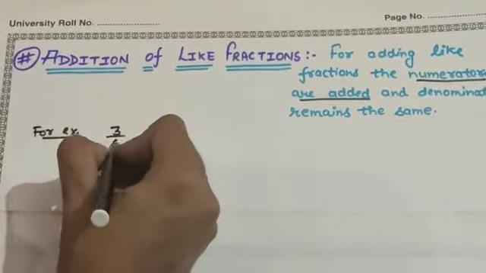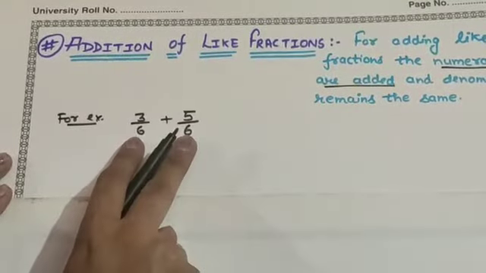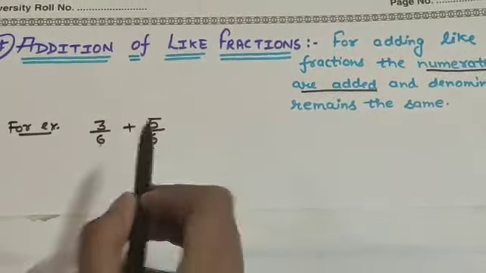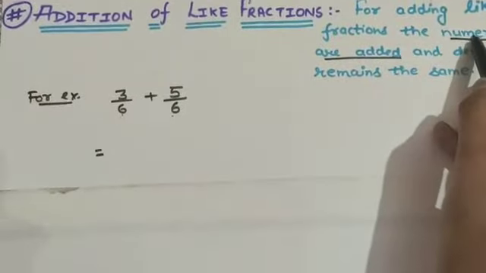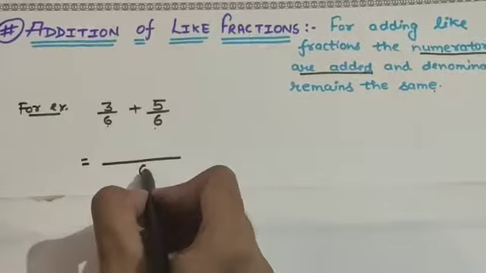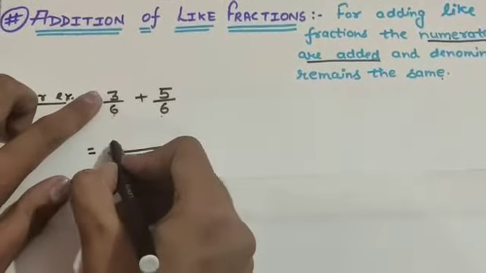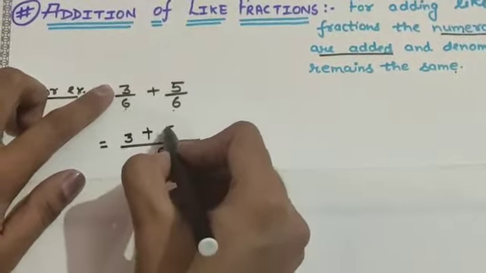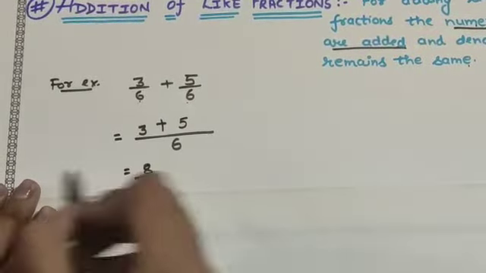3 by 6 plus 5 by 6. Now you can see that these two fractions are like fractions because they have the same denominator, 6. For adding them, you just add the numerators and the denominator remains the same. So write down 6, and add the numerators. The numerator of the first fraction is 3, the numerator of the second fraction is 5. So it will be 8 by 6.